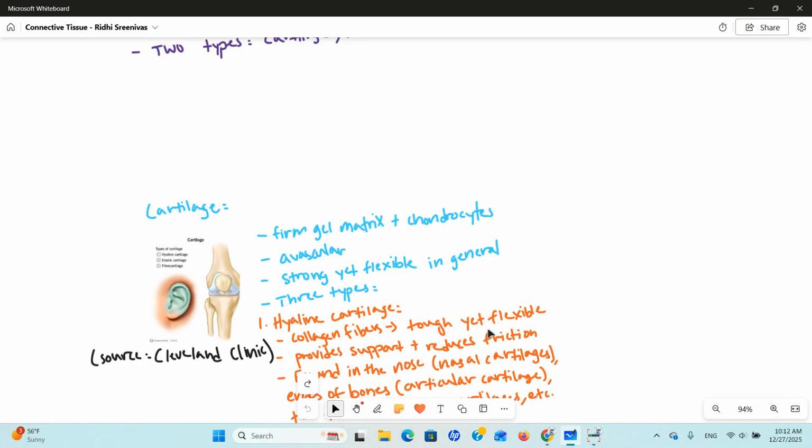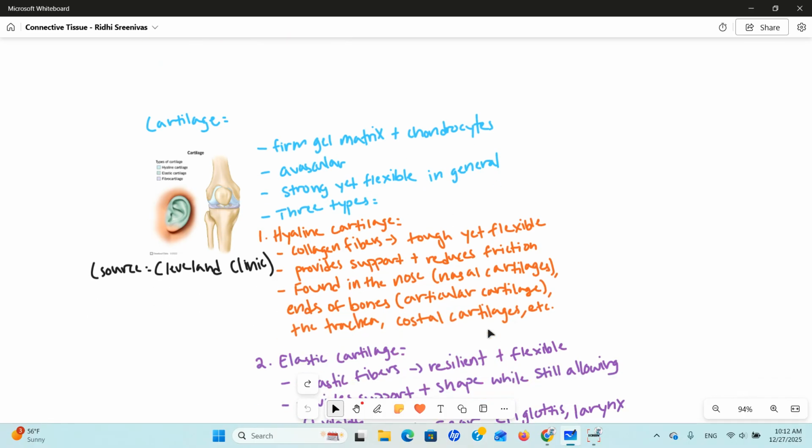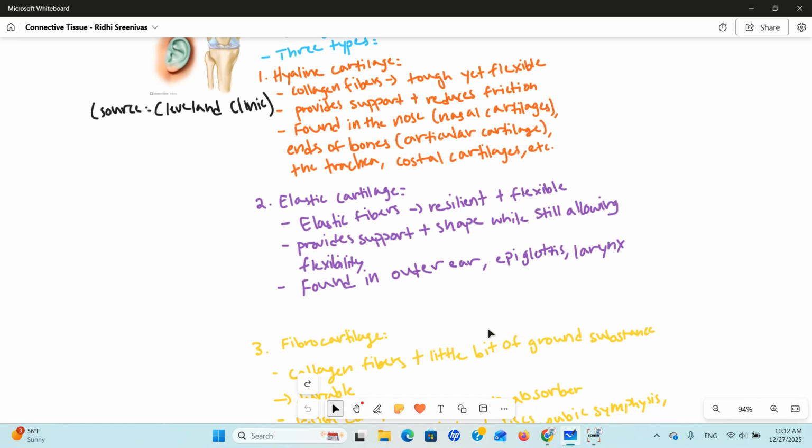Cartilage tends to be strong yet flexible in general, but those properties depend on the amount of proteoglycans and the types and amounts of extracellular fibers. There are actually three types of cartilage, categorized into hyaline, elastic, and fibrocartilage. Let's look at all of them.